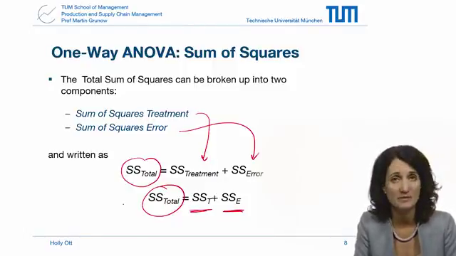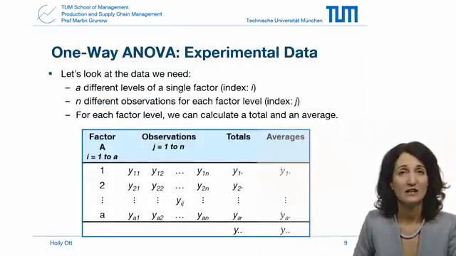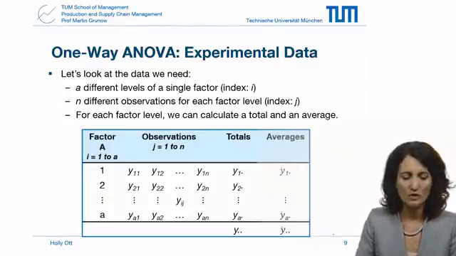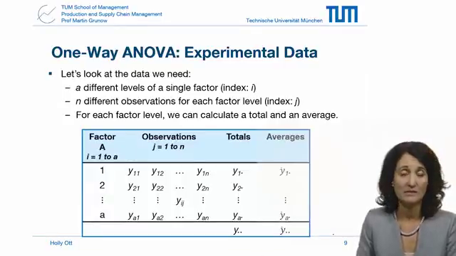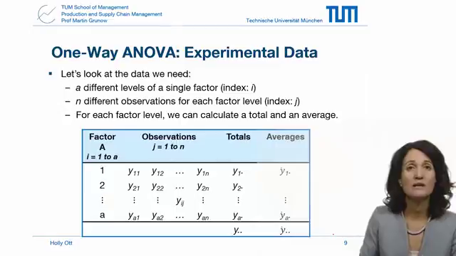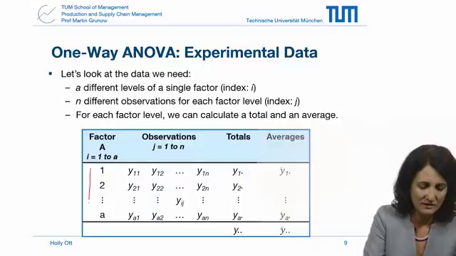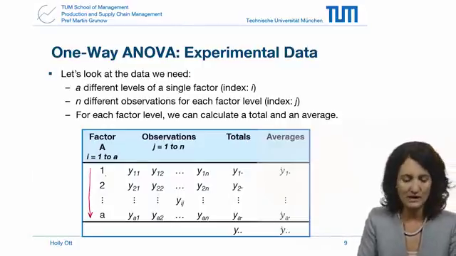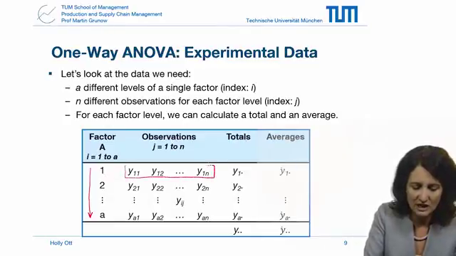Now, we need some data to be able to do this, and we organize this into a table. Let's look at the data that we need. First, we need to have different levels of a single factor. As we said, before we had only 2 levels, now we can have more than 2 levels. And we have here a different levels of a single factor: factor level 1, level 2, level 3, level 4, up to level A. This is index I. And then we have n different observations that we're taking within each factor level. So J is going from 1 to n.